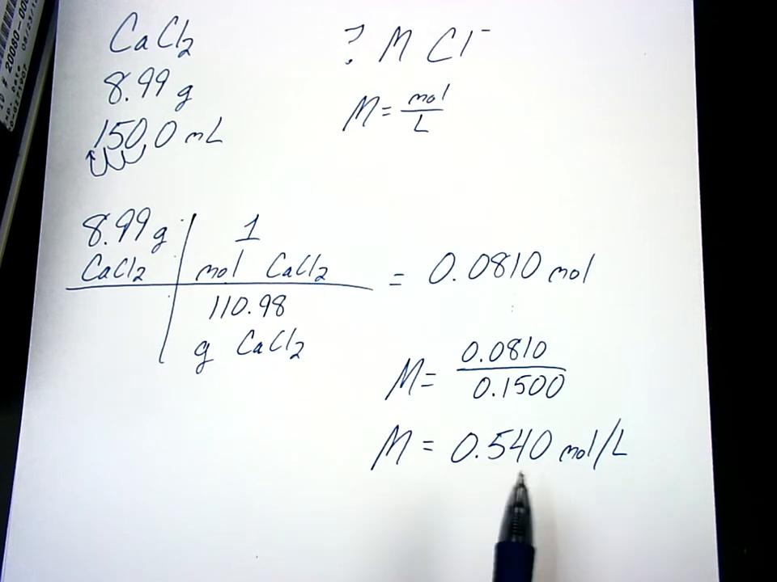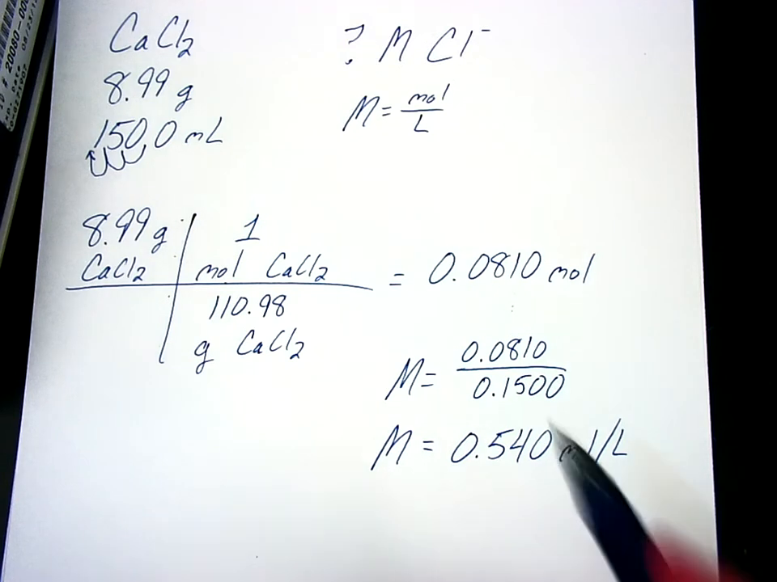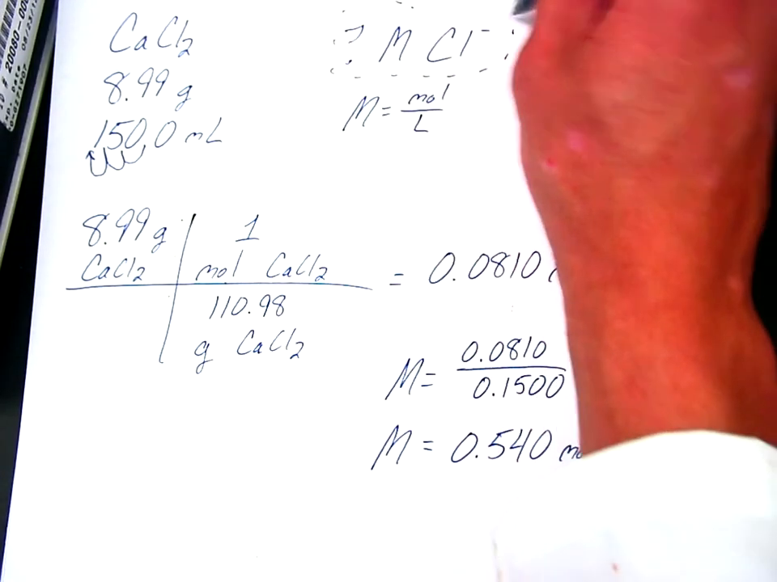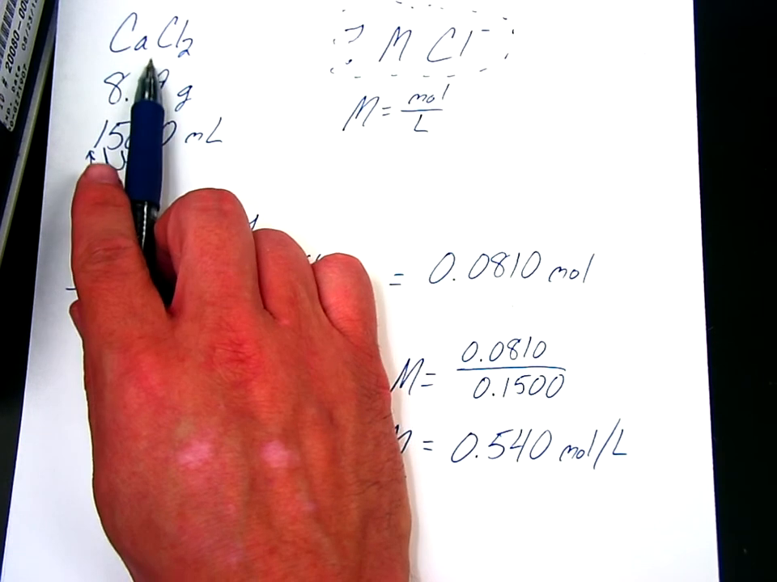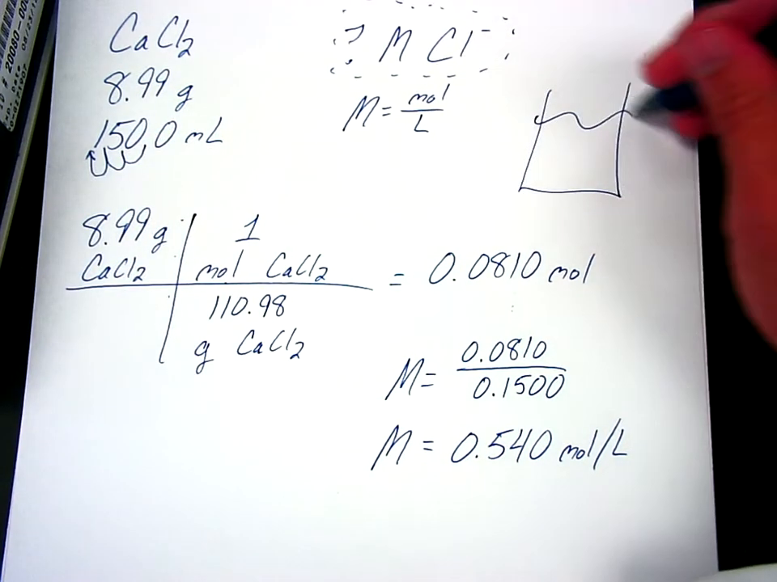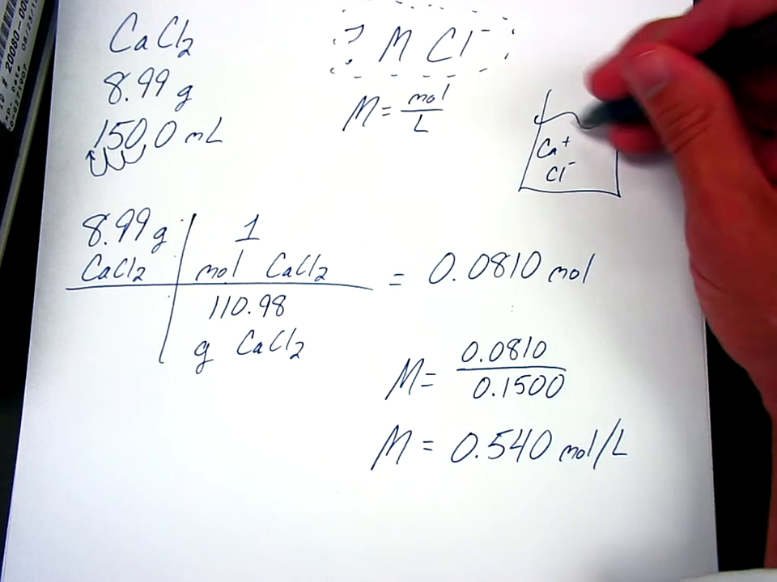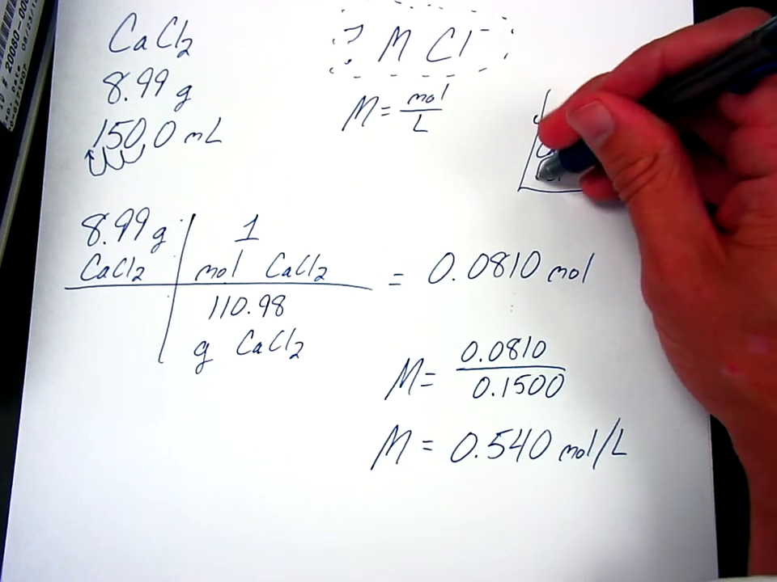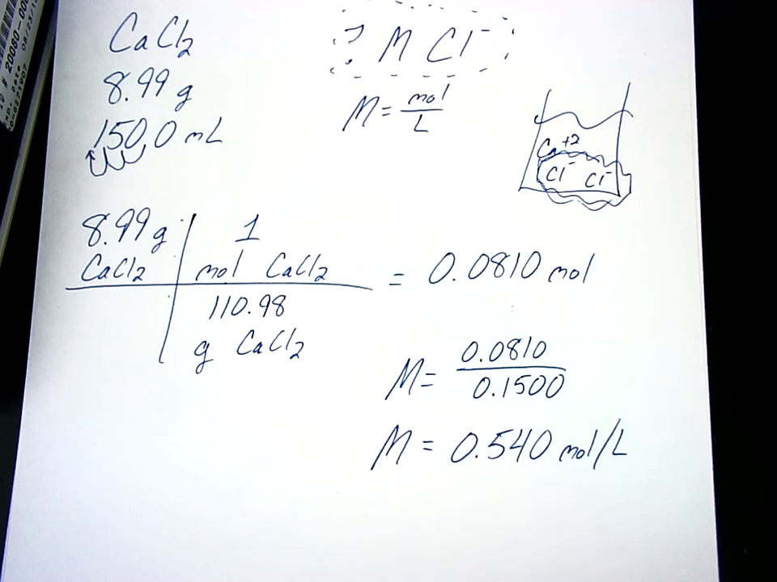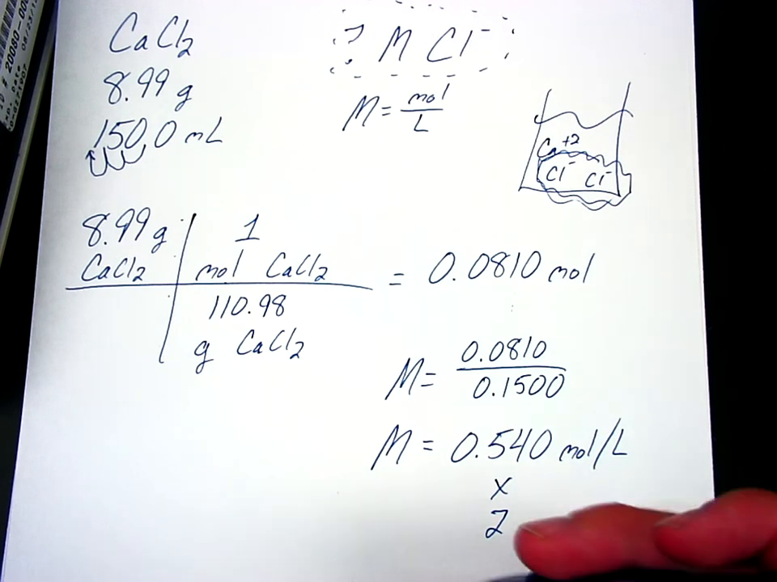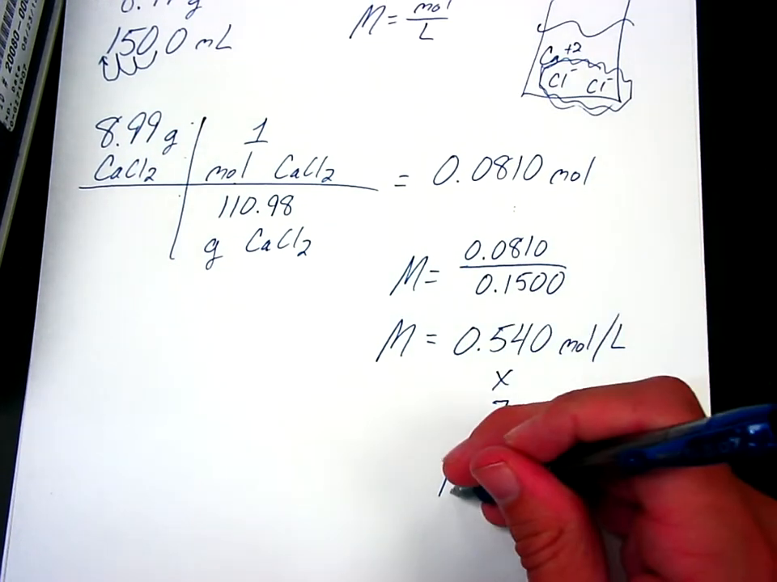So that's a preliminary answer, and for your other problems in this assignment, most of them do stop there. However, we are looking for the molarity of just the chlorine ion. So I need to realize that once the calcium chloride is dumped into the solution, it breaks up into ions, and there's actually twice as many chlorides. So in order to solve the answer, I'm going to multiply by 2. And so my 0.54 times 2 is going to finally equal 1.08 molar.